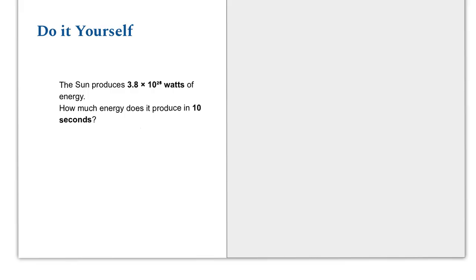Ask yourself, is this a comparison or a total that repeats? Since energy is being produced over and over each second, we're finding a total. So that means we will use multiplication. 3.8 times 10 to the 26 power multiplied by 1 times 10 to the first power.